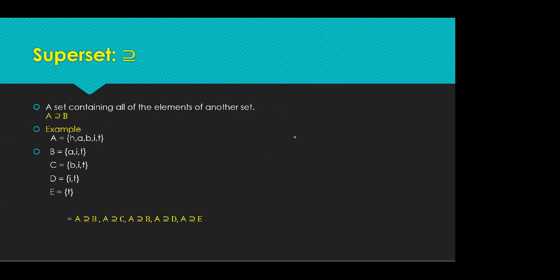So for a superset, a set containing all of the elements of another set. It is like the opposite of the proper subset, wherein the first set should include all elements of the second set. So this is the first set and this is the second set. Our example would still be this one, wherein A is a superset. And guys, remember the symbols, right? For the subset, proper subset, and superset.